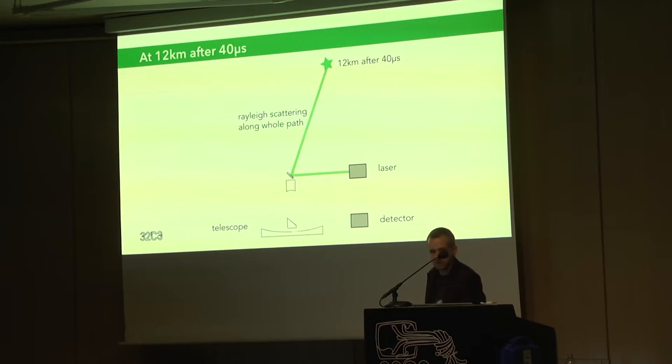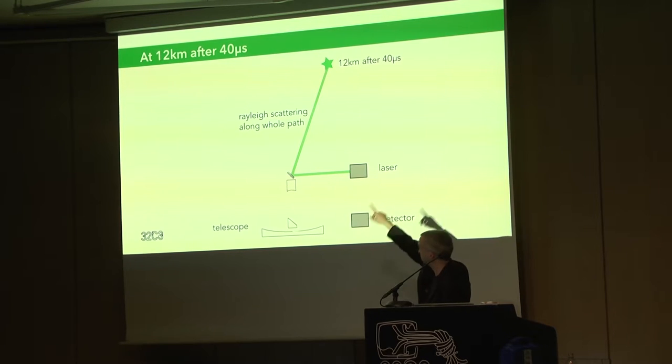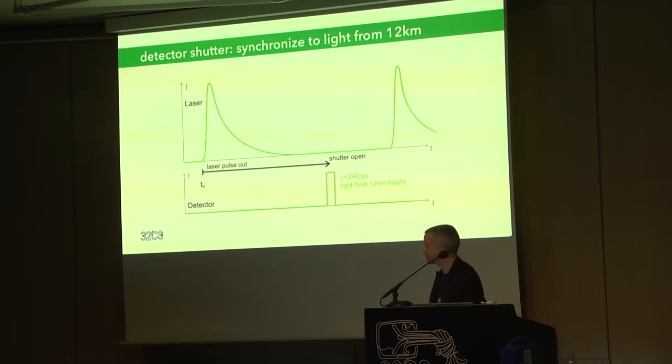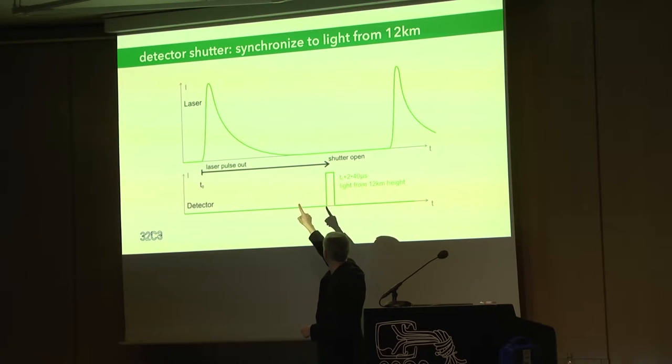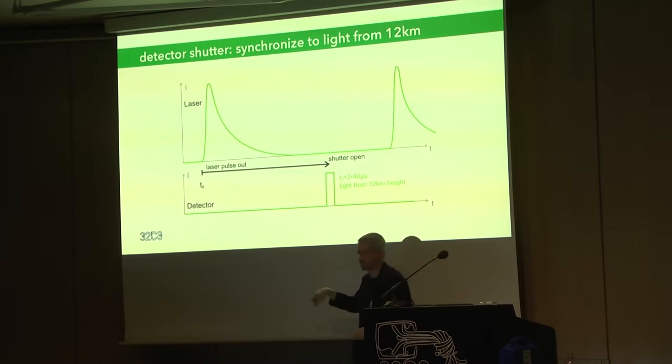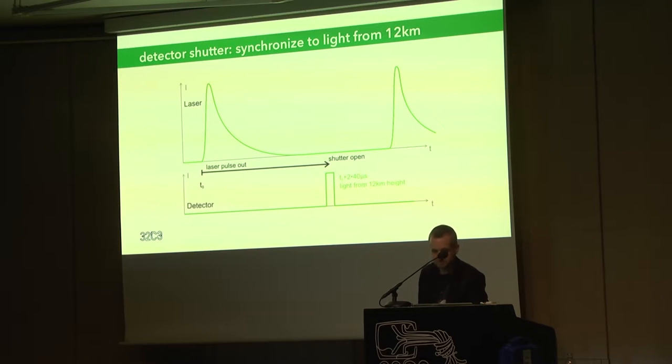And as said, because the laser has scattering all along its path, you want to gate this information to 12 kilometers. Then you just look at when your laser pulse started. Wait, open the shutter for the detector for a short time after 80 microseconds, close it again, and then analyze and read out what you just did. Easy, huh? So we're done. Thank you for coming to my talk, and now go out and build your own lasers.